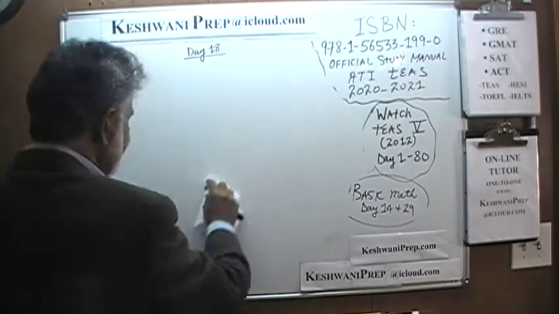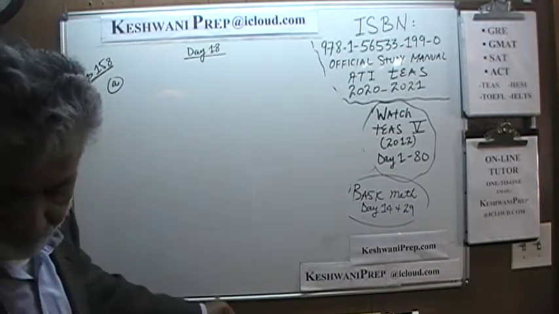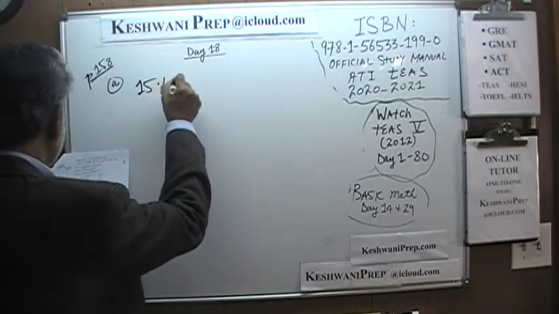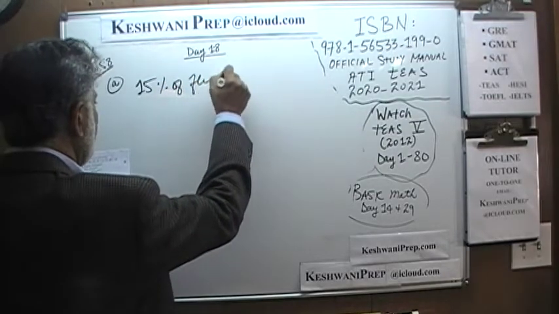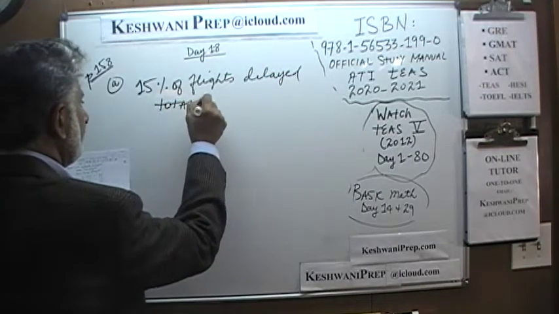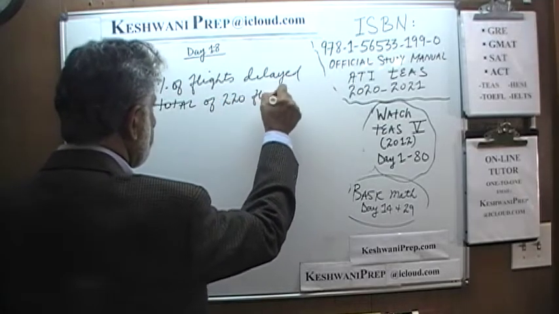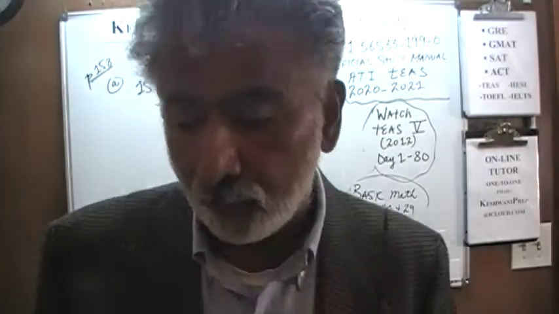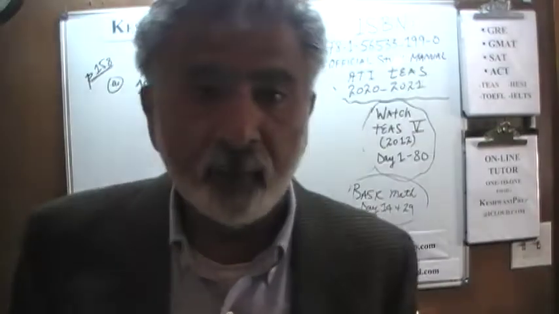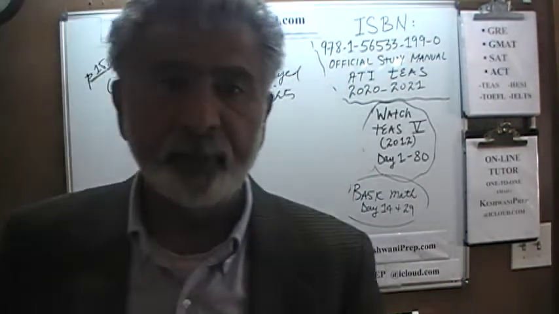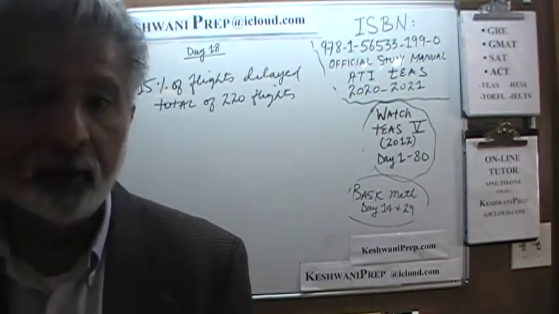On page 158, there are three examples that they give you. We're going to label them as A, B, and C. So here's the first one, A. It says 15% of flights were delayed. We had a total of 220 flights at the airport on a given day, and we are told that out of that, they expect about 15% to be delayed. Question is, based on this information, how many flights can we expect to be delayed?